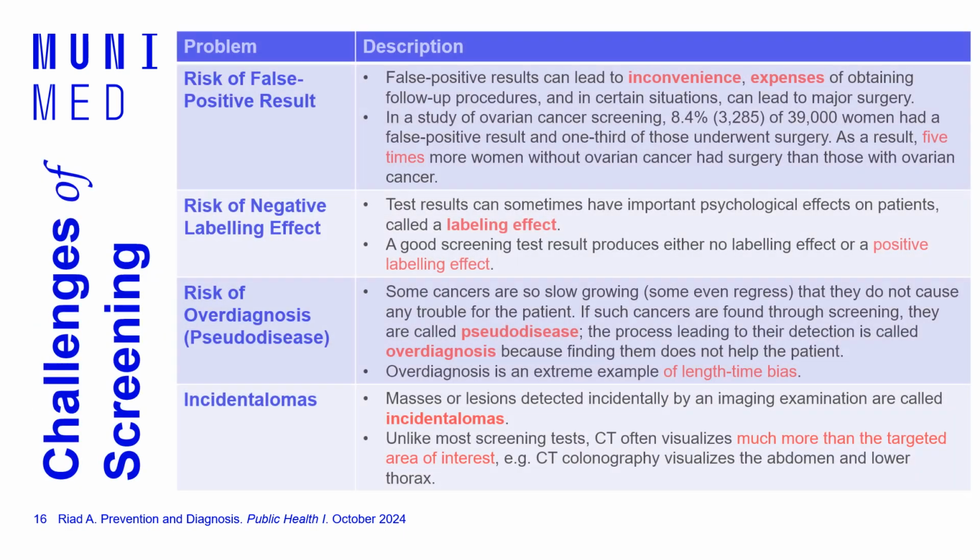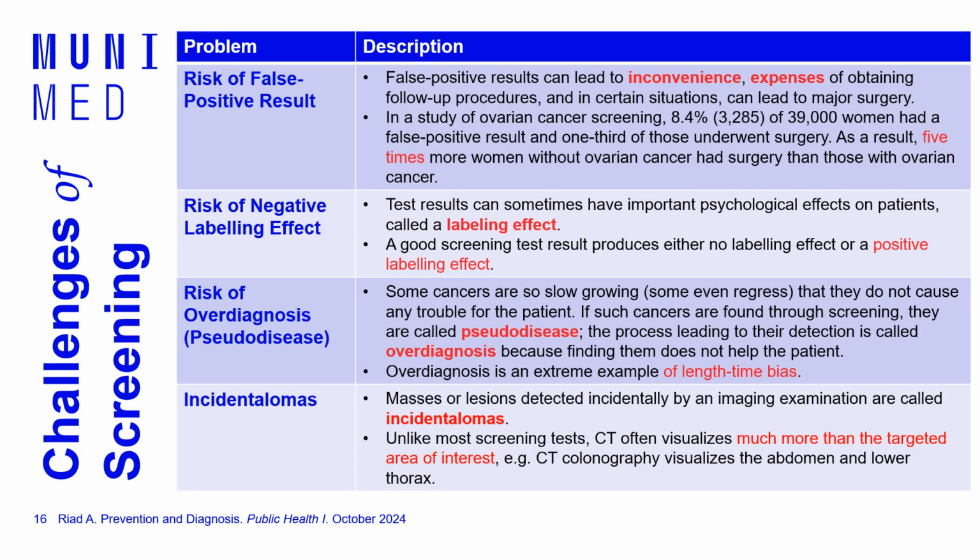Okay, finally, we have to look at the challenges of screening, and we have 4 challenges of screening programs, or 4, I would say, adverse outcomes of screening programs if they were not strategically planned. The first problem is called the risk of false positive result.